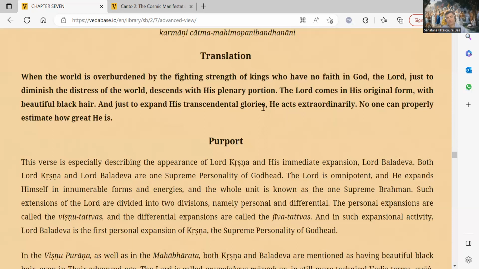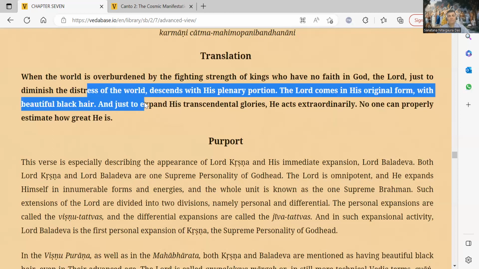The Lord with the beautiful hair, Lord Shri Krishna. I mean, how can we forget the beautiful darshan that we can get in the Vrindavan temple of Krishna Balram, right? So beautiful, that beautiful black flowing hair. So that Lord appears. Why does he appear? To diminish the distress of the world.